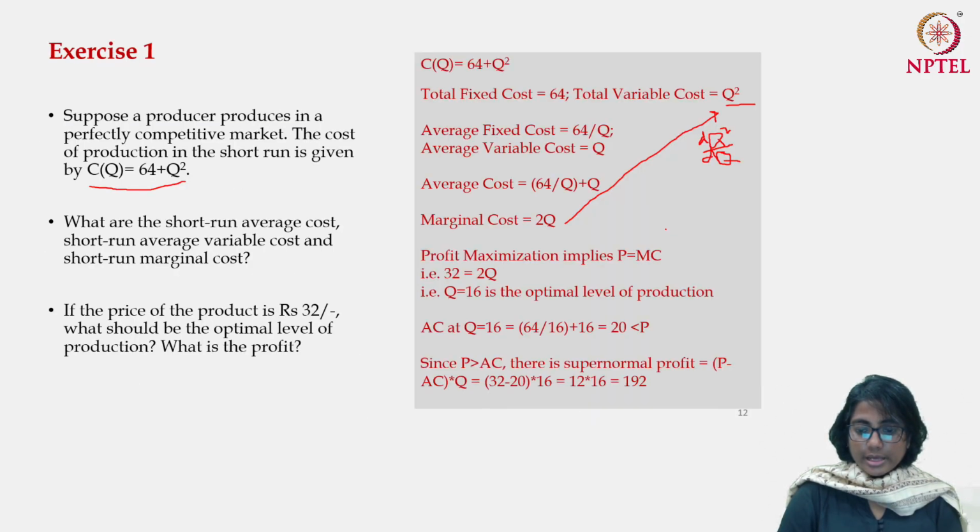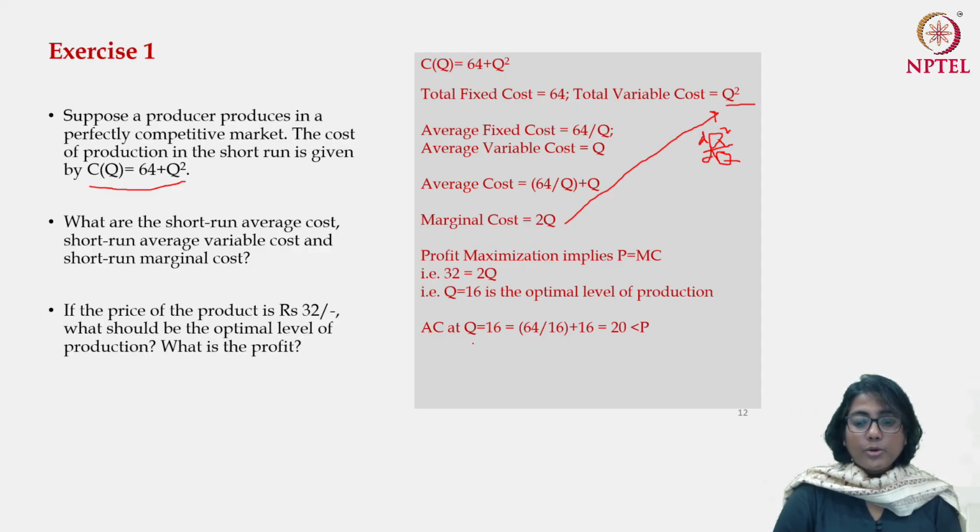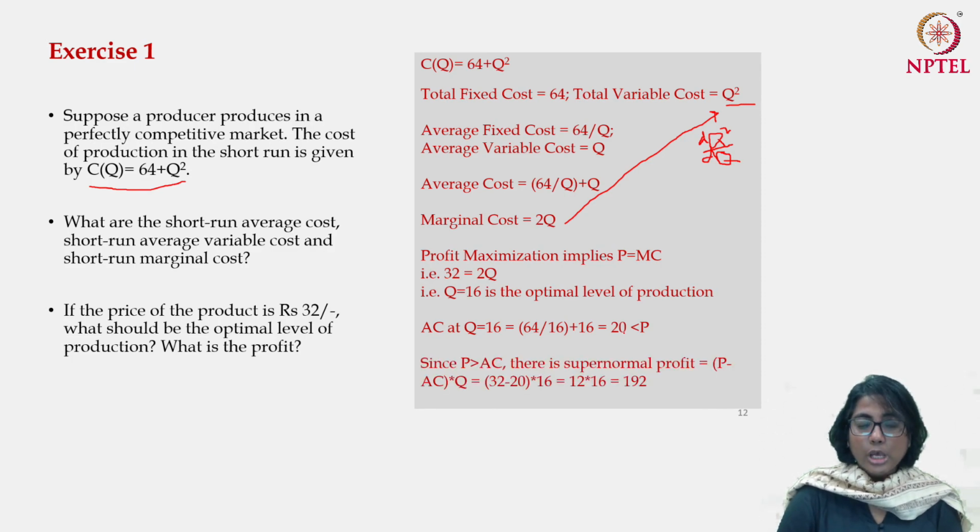So if I come back here, you see the average cost at Q equal to 16 is actually 64 divided by 16 plus 16. So 64 divided by 16 is the average fixed cost, and 16 is the average variable cost. So the average cost at Q equal to 16 is 20. Now this is less than the price that is being charged in the market. So to produce 1 unit of output, this farm has to bear the cost of 20 rupees, for example, and it's selling the same product at 32 rupees. So per unit there is a supernormal profit of 12 rupees, and this guy is earning this 12 rupees of supernormal profit for 16 units. So the total profit that this guy is actually getting is 192.